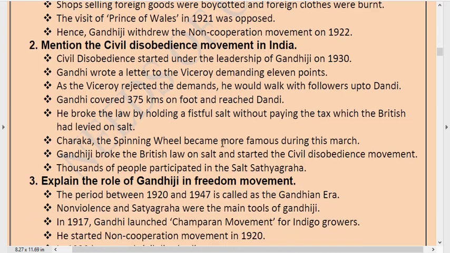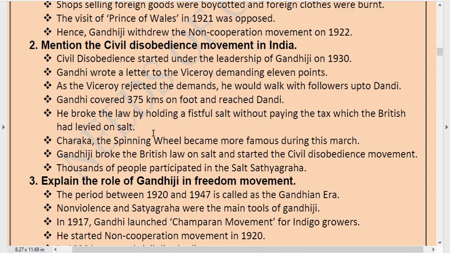The next question, mention the civil disobedience movement in India. Civil disobedience started under the leadership of Gandhiji in 1930. Gandhi wrote a letter to the Viceroy demanding 11 points. As the Viceroy rejected the demands, he decided to walk with followers up to Dandi. Gandhi covered 375 kilometers on foot and reached Dandi.